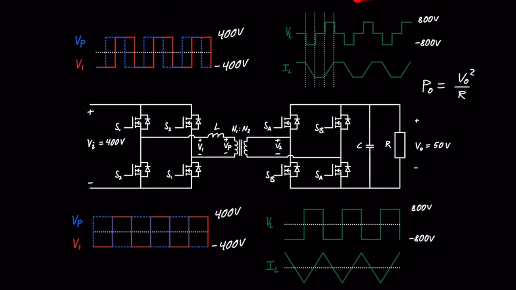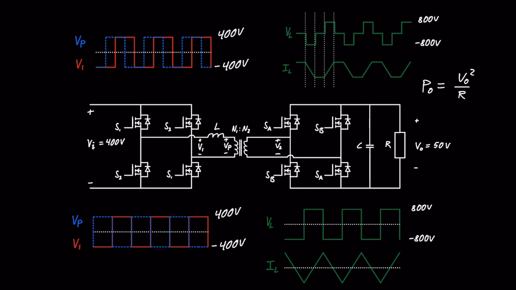So you can now see that these are the waveforms that I just went through. V1 is here, on the primary bridge, and then VP is here on the left side of the transformer, and then VL is the voltage over the inductor, and IL is the current going through the inductor.